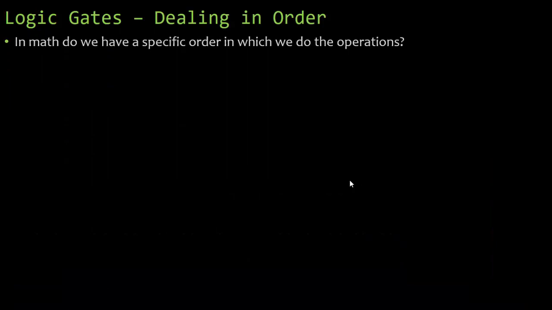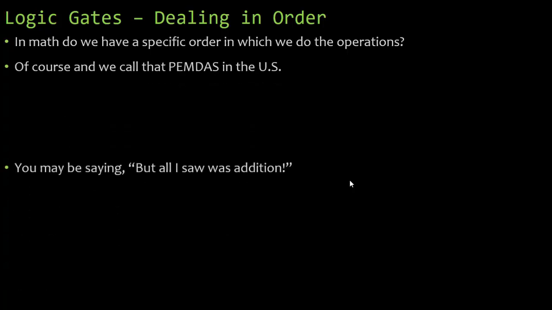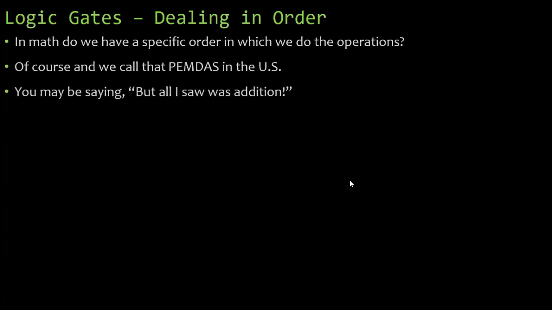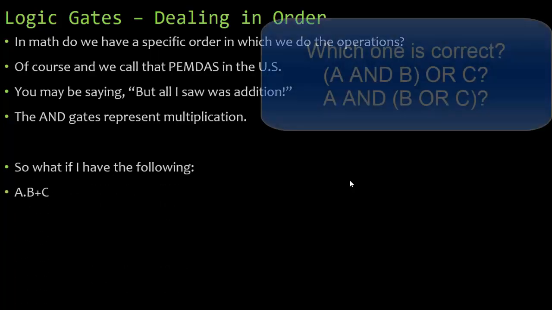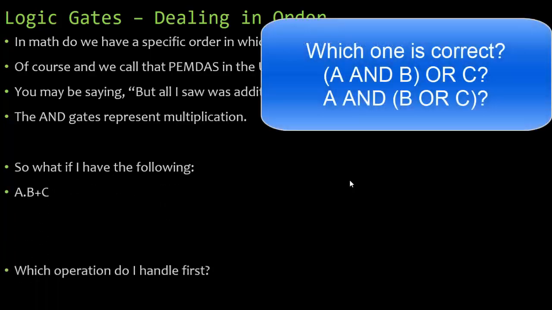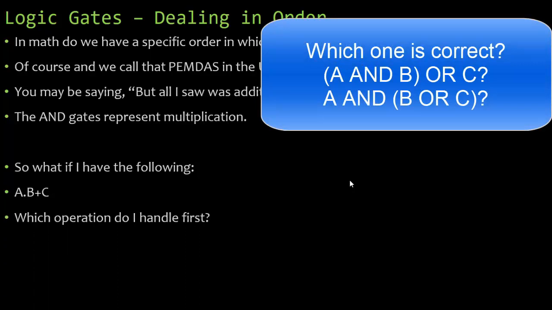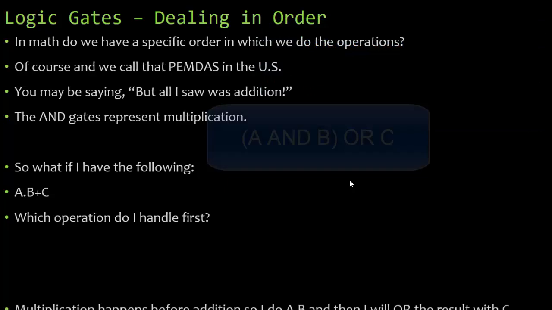Now, in math, do we have a specific order in which we do the operations? And of course we do, and here in the US we call it PEMDAS. Now you may be saying, but all I saw in that first video was addition with the OR sign. Well, the AND gates represent multiplication. So what if you have the following, A and B or C? Which operation do you handle first? Do you do the B or C and then AND that result with A, or do you do A and B and then OR that result with C?